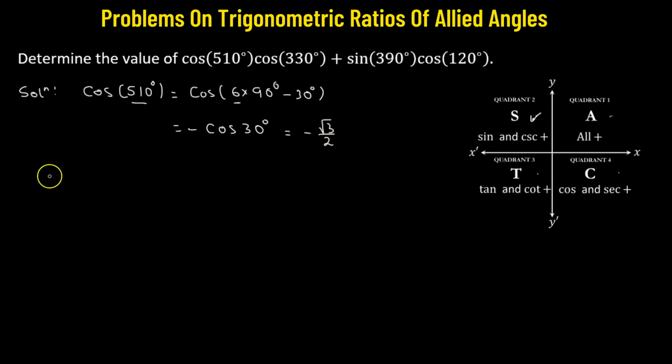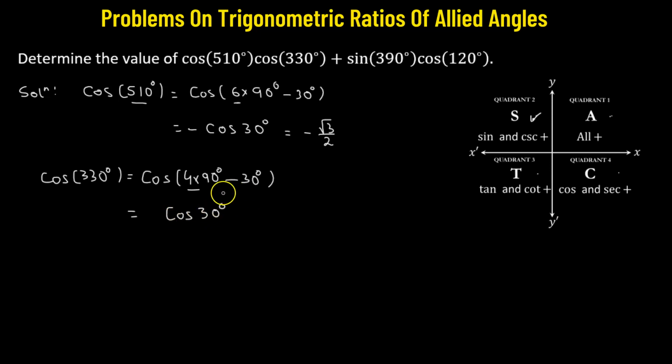Now coming to the next angle, we have cosine of 330 degrees. This can also be expressed as cosine of 4 times 90 degrees, so that's 360 degrees, but we have exceeded 330 degrees by 30 degrees, so we're going to subtract 30 degrees from 360. Now, here also we have cosine, an even multiple of 90 minus 30. So even multiple means cosine will remain as cosine. So we have cosine 30 degrees.